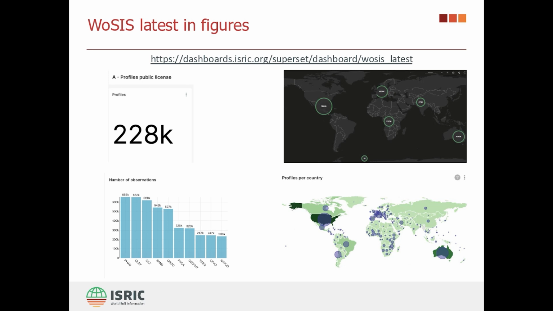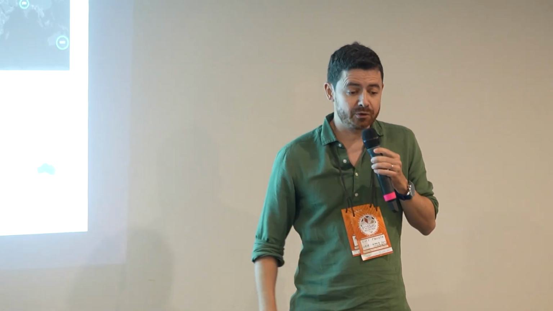So the public license is public, you can use it, and it is provided via different open standards. This is a dashboard that you can use. You can open the ISRIC dashboards, it's there. You can also visualize some nice charts, like this one, for example, WoSIS latest, where the profiles are. And what attributes we have: pH, clay, sand, silt, and many other attributes. All this is public data.